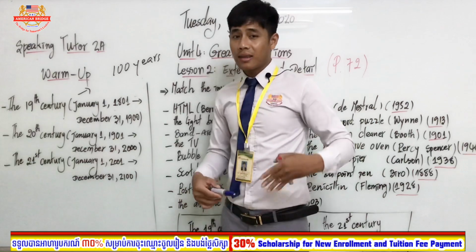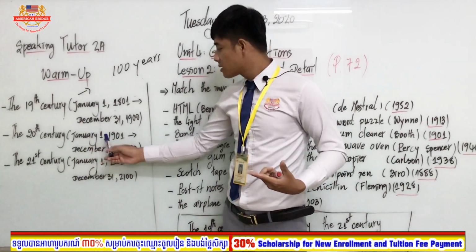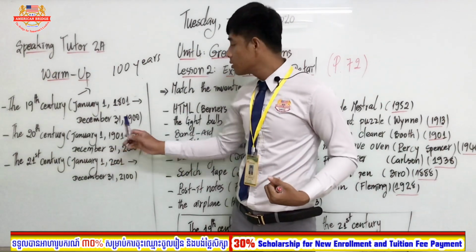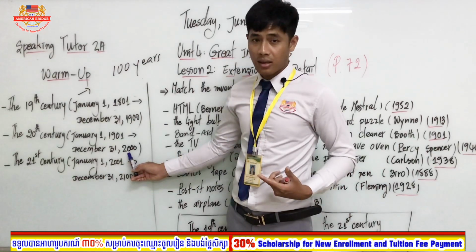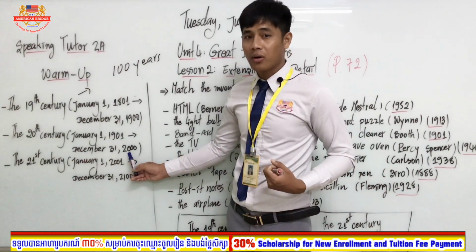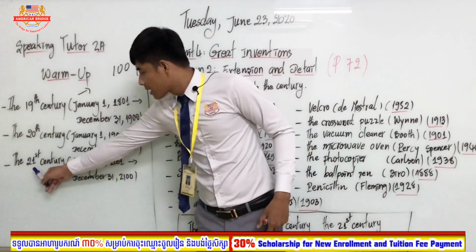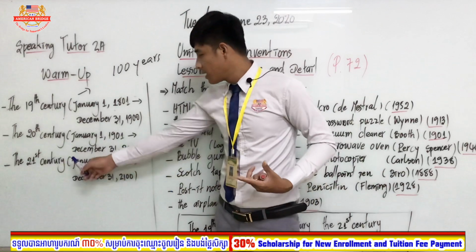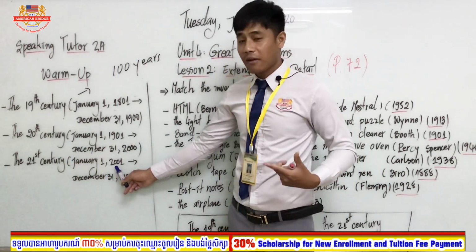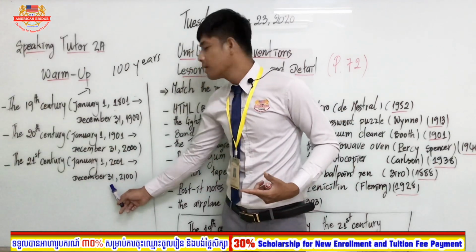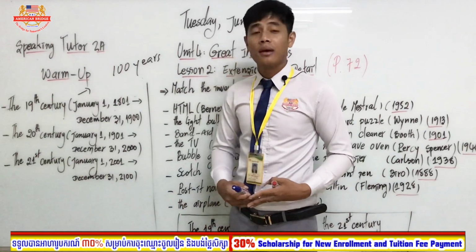The 20th century starts from January 1st, 1901 to December 31st, 2000. Next, the 21st century starts from January 1st, 2001 to December 31st, 2100.